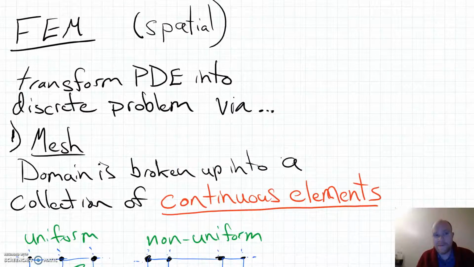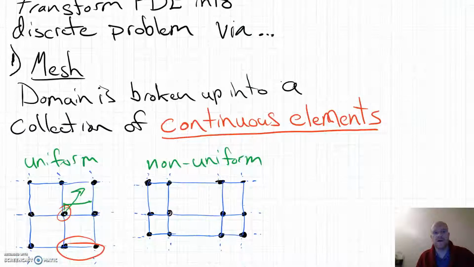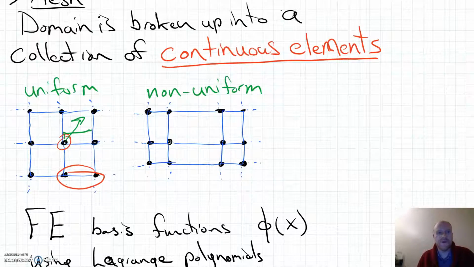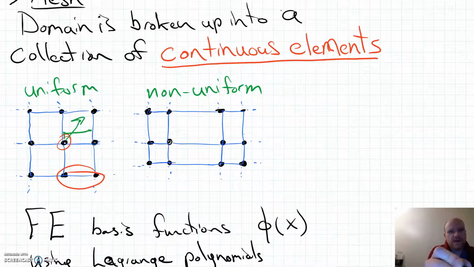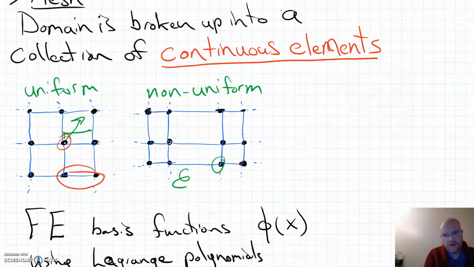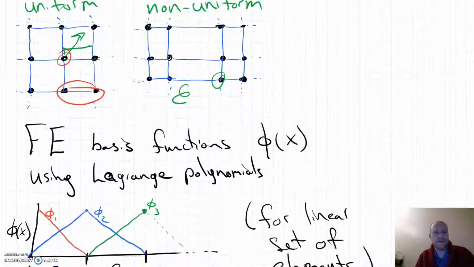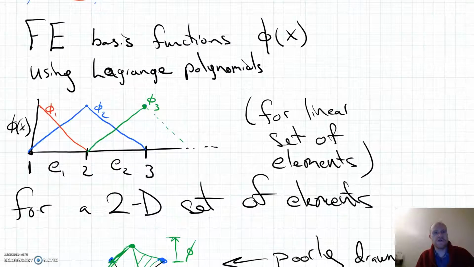Now, for finite element method, the biggest difference here, I'm going to jump right to it, is the domain is broken into a collection of continuous elements, not discrete nodes. So again, the meshing looks similar, but the focus here is now on the element instead of just the node. So finite element basis functions use Lagrange polynomials to weight the influence on the element.